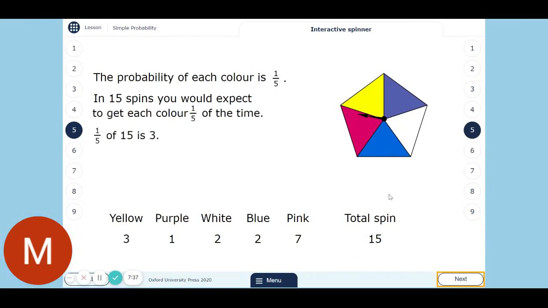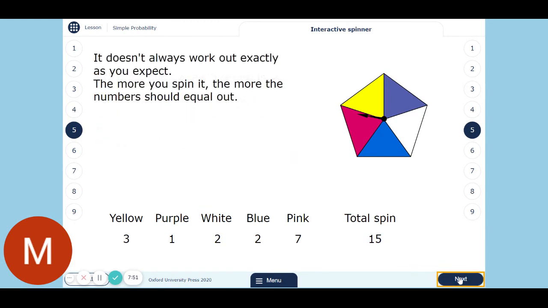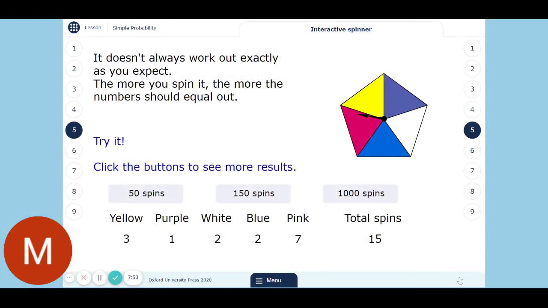So, because there's 15 spins and 5 colours, share it out equally. 15 divided by 5, or 1/5 of 15, is 3. That's what I was expecting, 3. Doesn't always work out, like we said.